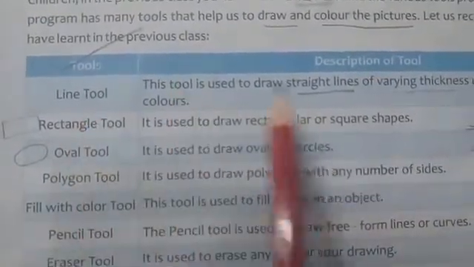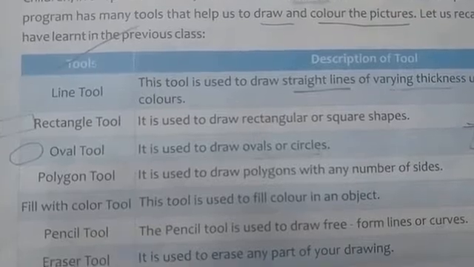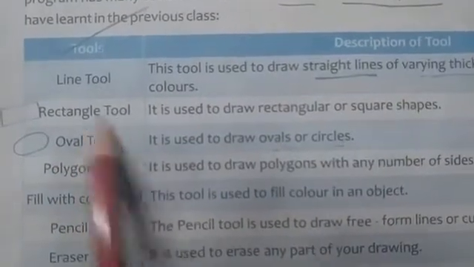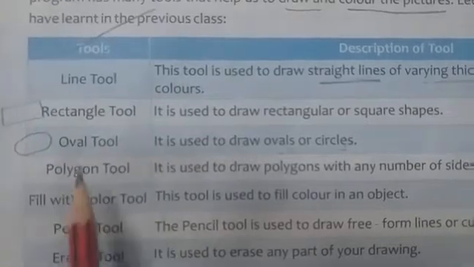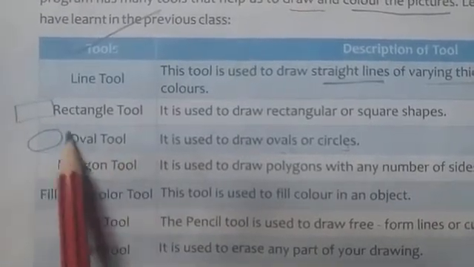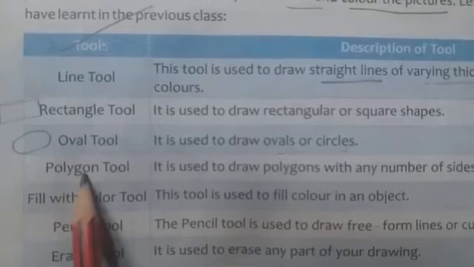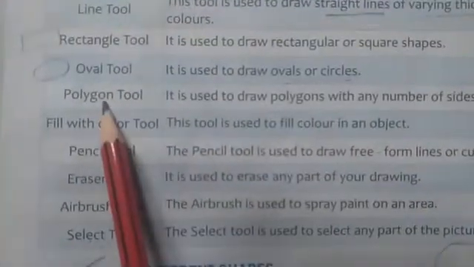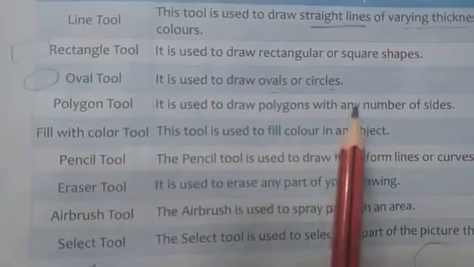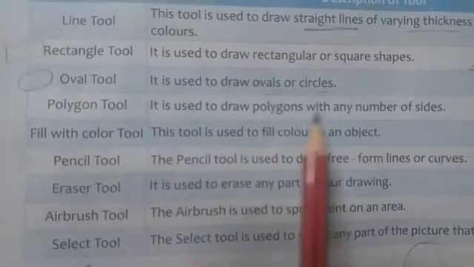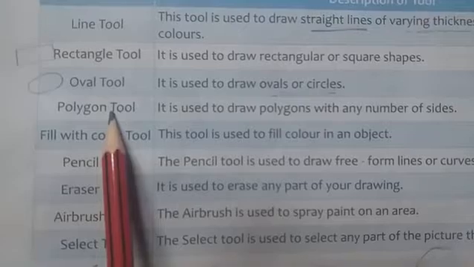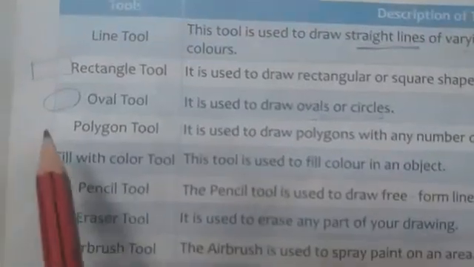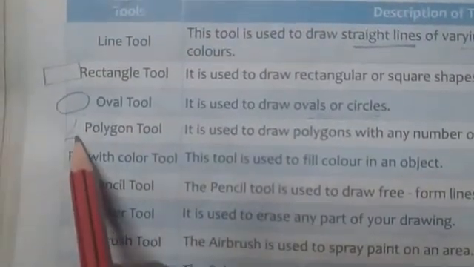The line tool is used to draw any type of straight lines. Next we have the rectangle tool. This tool is used to draw this shape. Yes, the rectangle shape. After that, the oval tool. This tool is used to draw ovals or circles. Next we have the polygon tool. The polygon tool is used to draw polygons with any number of sides. Yes, so which one is the shape of a polygon? It is in the shape of this.